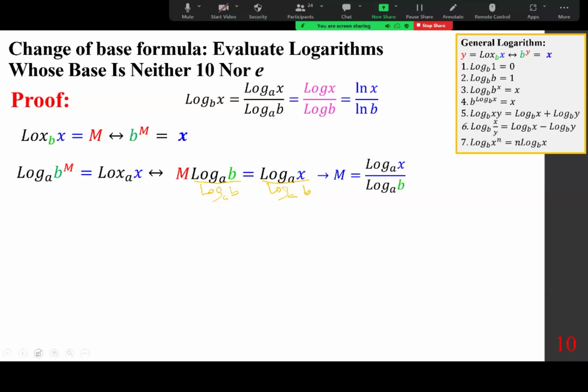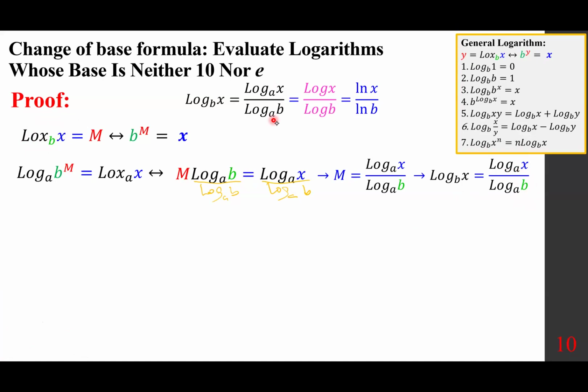And what was m? Log x base b. Log x base b is log x base a over log b base a. So that's the proof for the change of base formula. Very straightforward, everybody. Very straightforward.